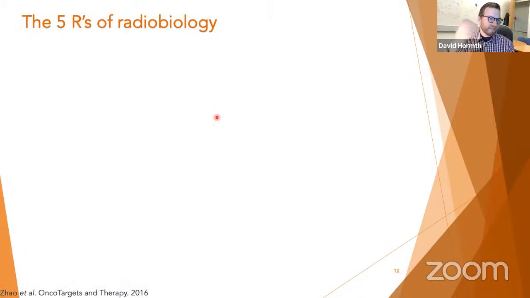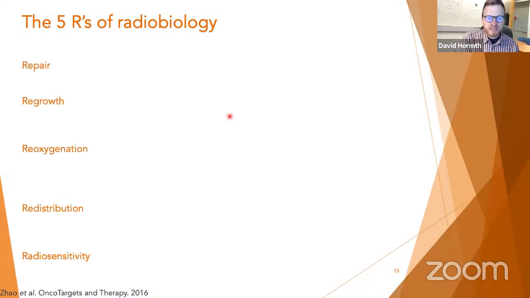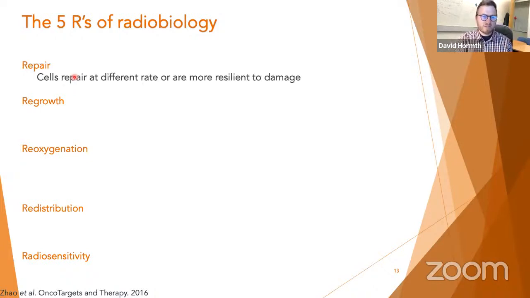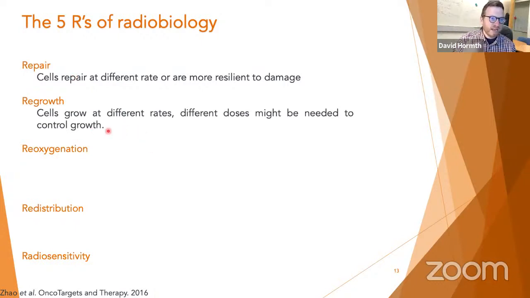The next thing we might consider when we're building these models are the 5 R's of radiobiology. These 5 R's consist of repair. Cells within the tumor might have different repair mechanisms, or stronger repair mechanisms that are more resilient to damage. Different tumors might have different growth rates. If you have a very slow growing tumor you're treating with radiation therapy, maybe the standard of care approach will work just fine, whereas a very fast aggressive tumor might regrow faster and would need additional treatment.